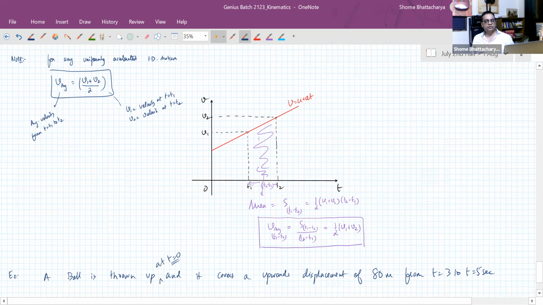So from this, we want to find its initial velocity, and once you find the initial velocity, you can find everything else. So let's just find the initial velocity.